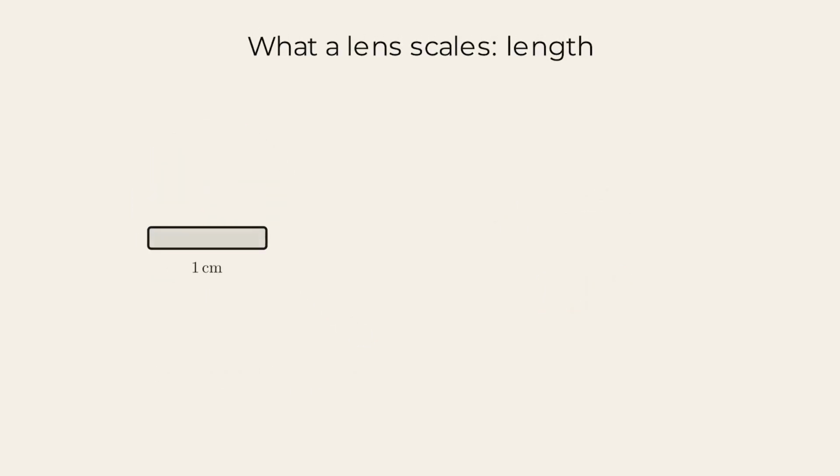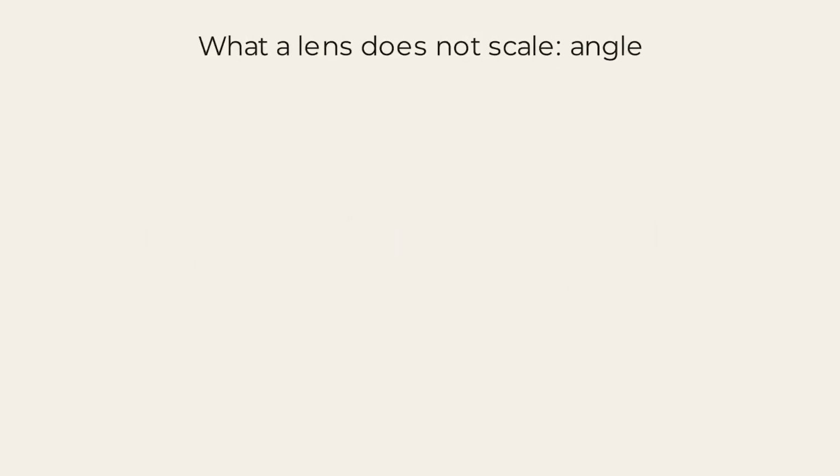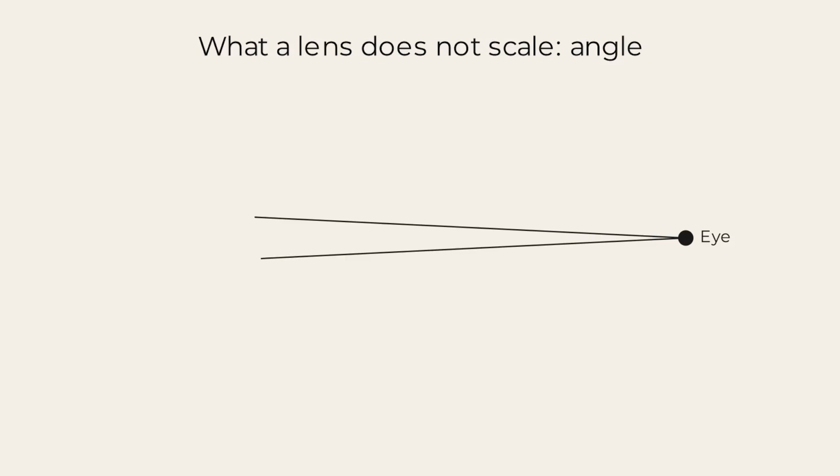Start with something the lens genuinely does change. A ruler. 1 centimeter under a 4 times lens appears as 4 centimeters. That magnification is real. It is why we use lenses. Now consider an angle. 2 rays diverging from a single point, the eye. The object at distance d, height h. The angle it subtends at the eye is defined by the ratio h over d.